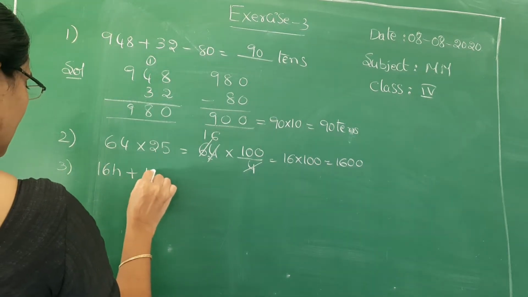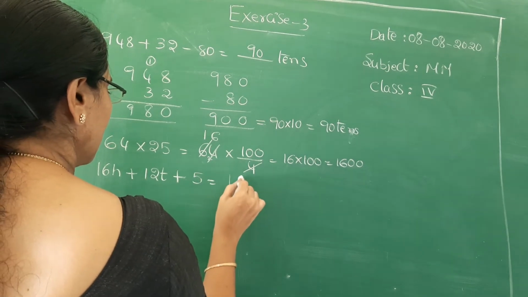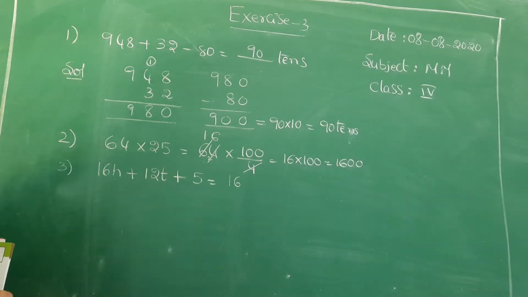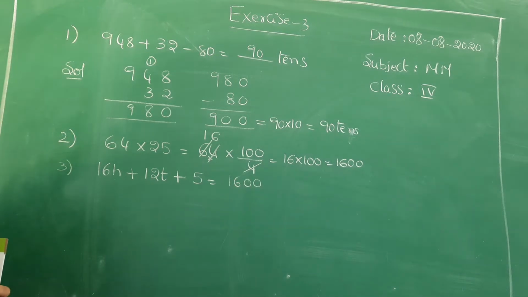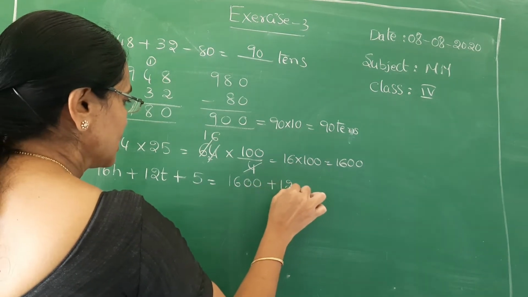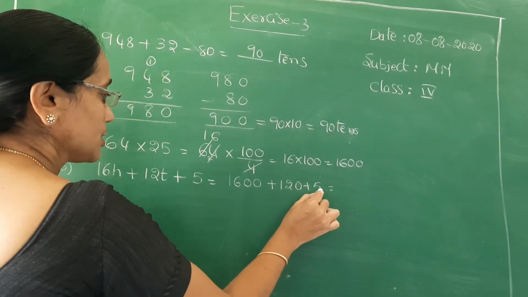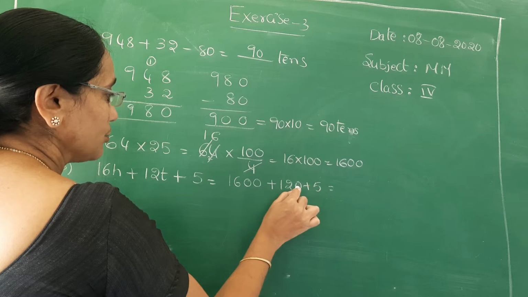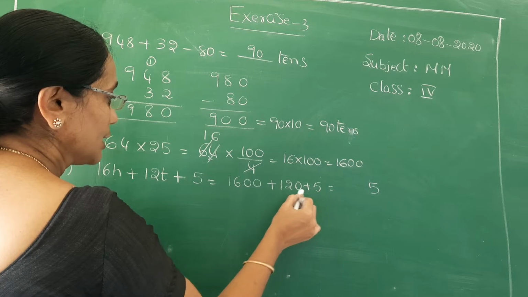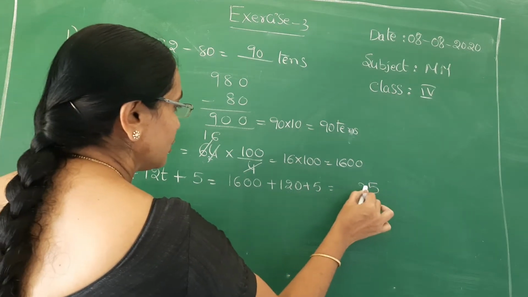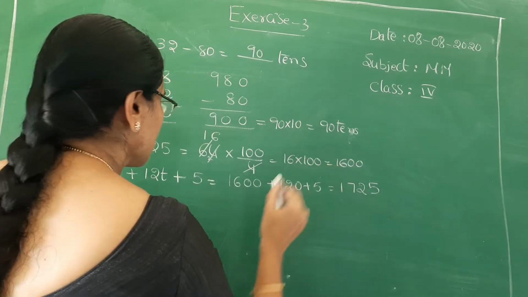1600 plus 12 tens plus 5. Here H denotes 100, T denotes 10. 1600 you already know how to write. 1600 plus 12 tens, which is 120, plus 5. We should add, starting with the units place. 5 plus 0 is 5, we write that in the units place. In the tens place, 2 and 0 add to get 2 only. In the hundreds place, 1 and 6 give 7. In the thousands place only 1 is there.